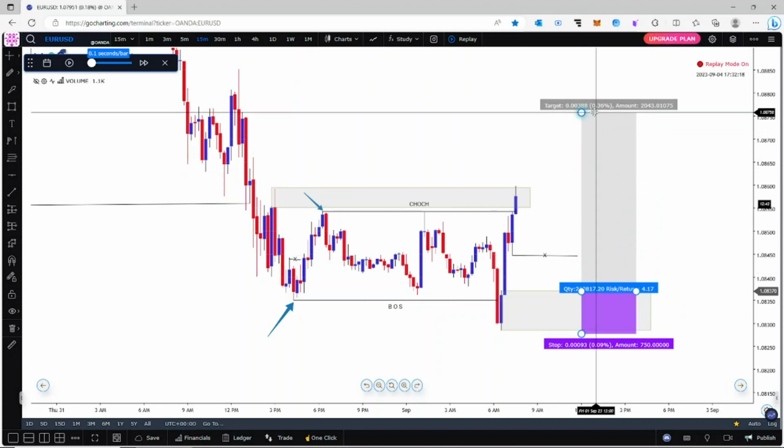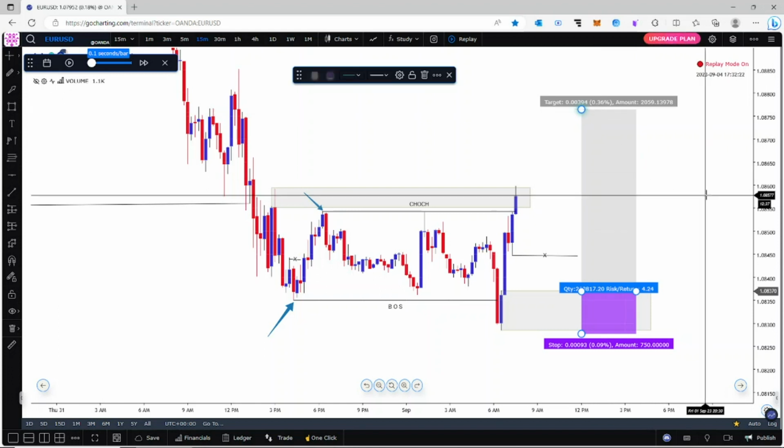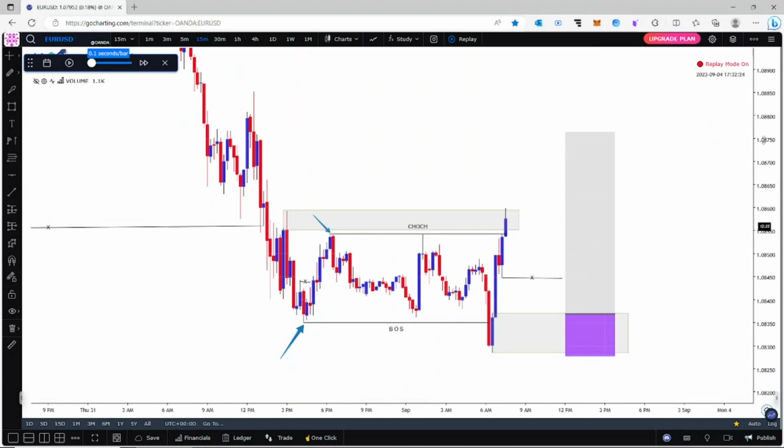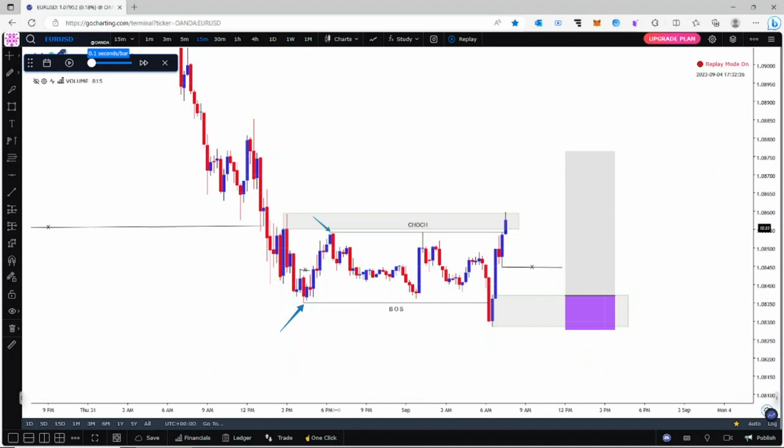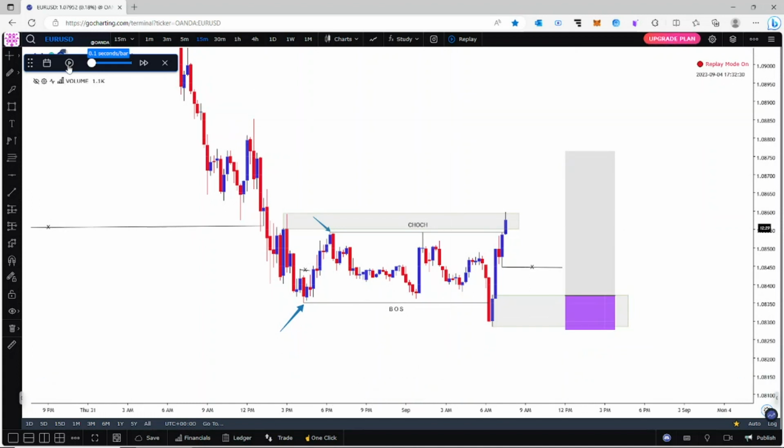The target was in this hidden order block. You know, these wicks are actually hidden order blocks. Okay, so let's see how it played out. So boom, that was it. So that was how the NFP was caught.